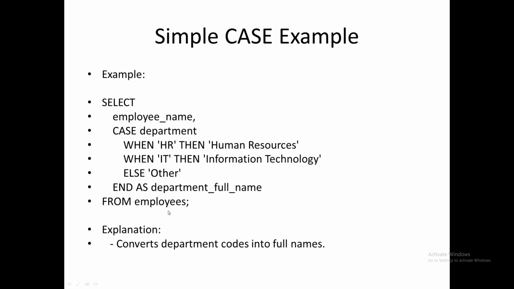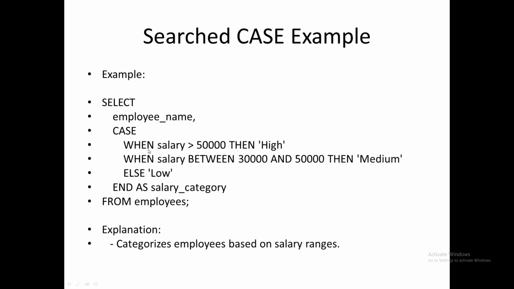This is how we can use a CASE statement in a SELECT clause and how it works. And what is it doing? It is just converting department codes into full names. Okay, let's see the second way to write a CASE statement. Here you can see the syntax, the CASE and the END, and the first condition. When salary is greater than 50,000, then it should show High. When the salary is between 30,000 and 50,000, then it shows Medium, otherwise Low. Then salary category. So this is basically a categorization of salary based on the salary amount.